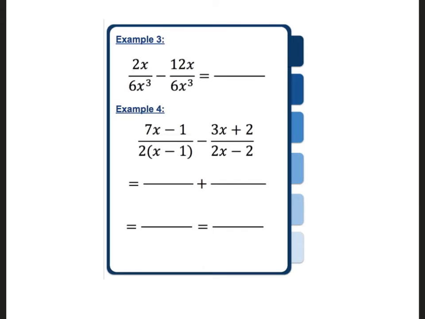Hello and welcome to your second video for day one of, I want to say this is 4.4, yep, 4.4. For this video, we're going to subtract our rational functions or rational expressions.